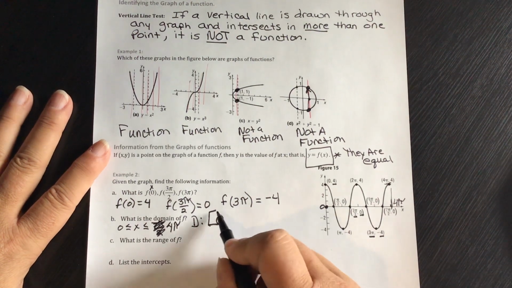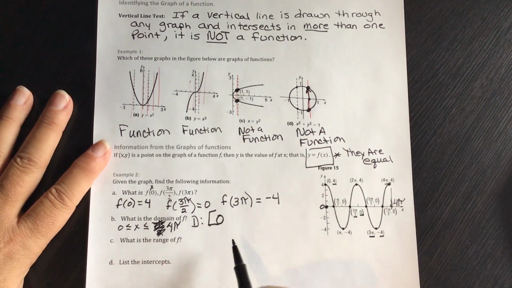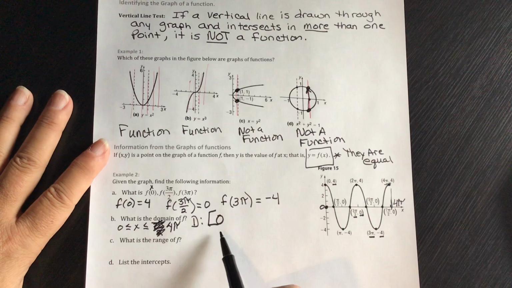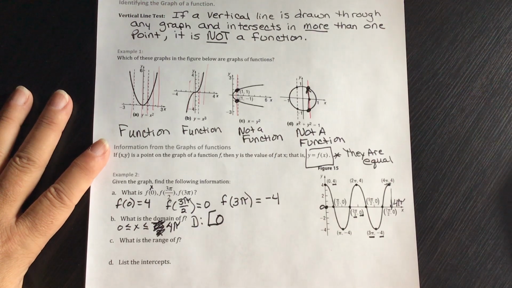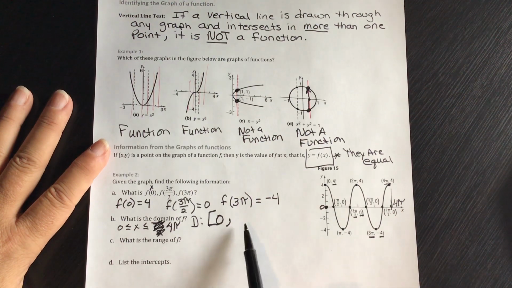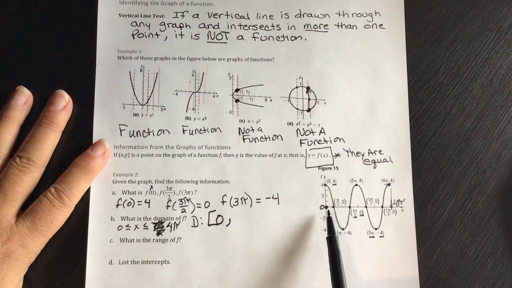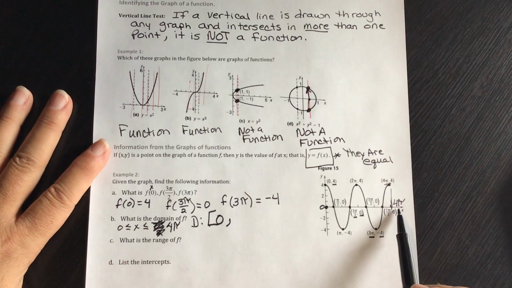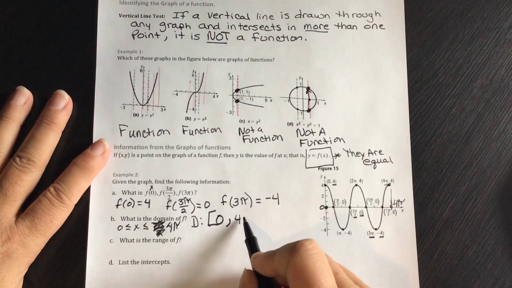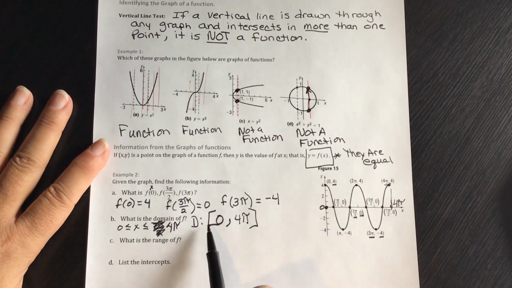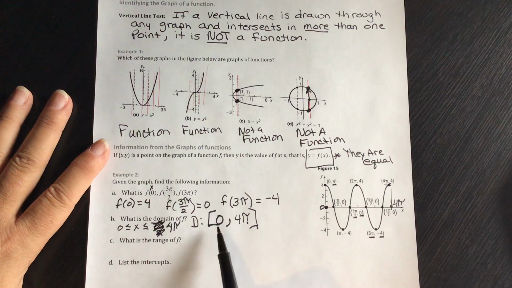Because it includes 0, I have a bracket. If it did not include 0 and I had an open dot on 0, then I would have a parenthesis to indicate that it's not closed. And my highest value, I'm going to write this as an ordered pair, is 4 pi. So this means I'm going from 0 to 4 pi, and the brackets mean that these numbers are included in my domain.